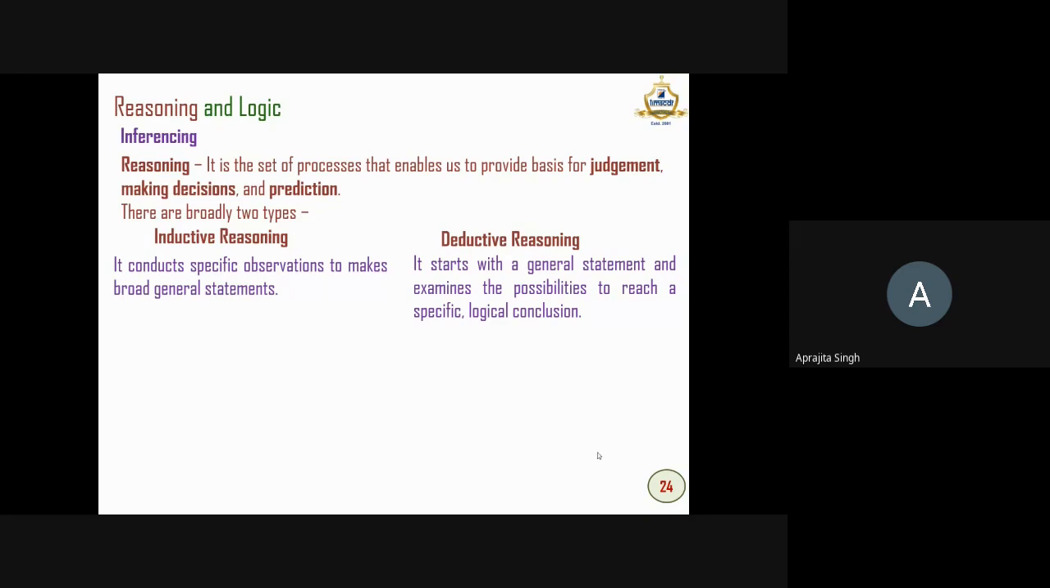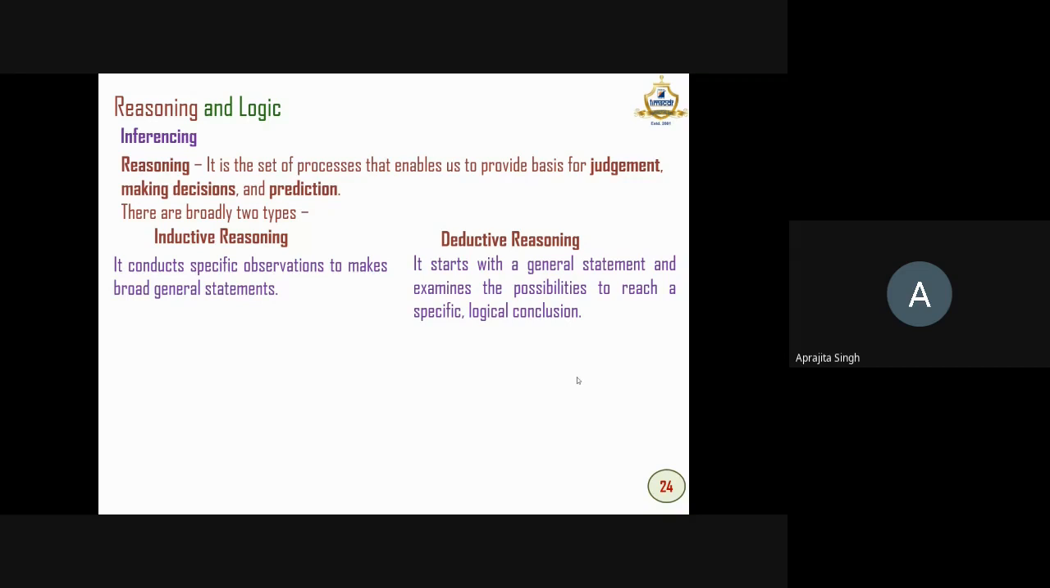In inductive reasoning, what we do is we start with a specific observation. We take two grapes from a bunch of grapes and draw an inference that yes, this bunch of grapes is sweet. What is deductive reasoning? We start with a general statement and examine the possibility to reach a specific logical statement. Okay, so what we do is something like, first statement is all mangoes are fruits. The second statement is all fruits have seeds. Okay, all mangoes are fruits and all fruits have seeds.